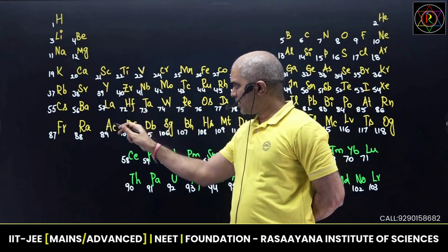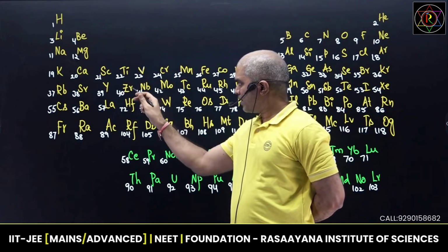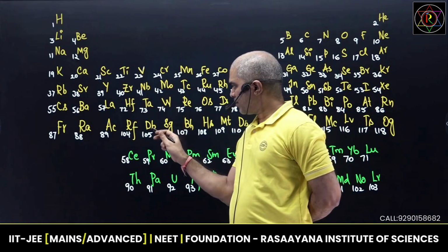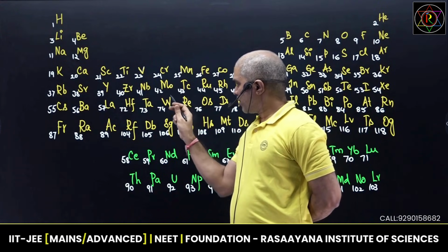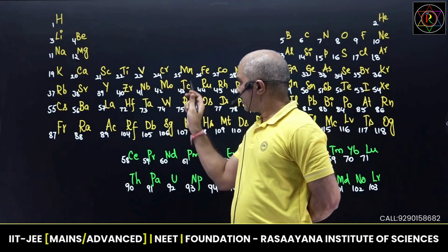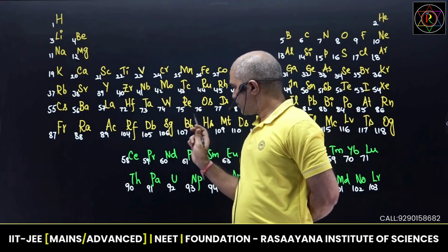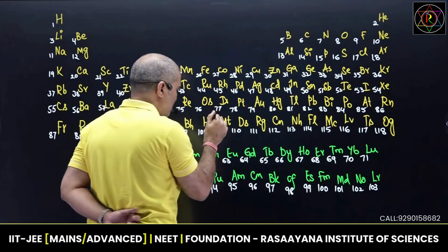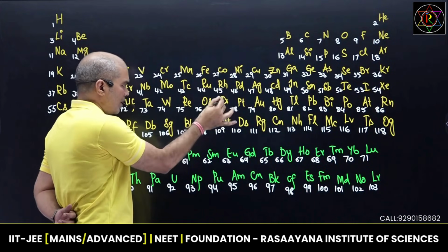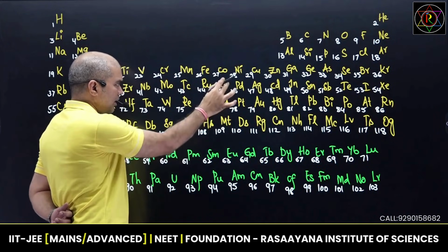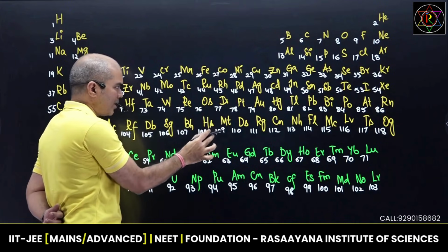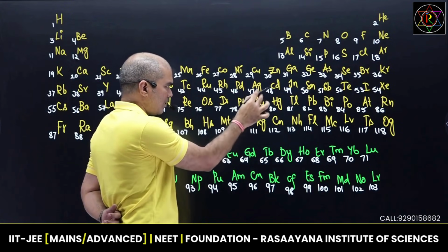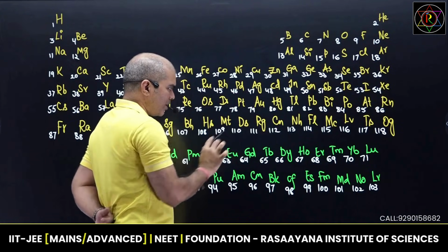Scandium, yttrium, lanthanum, actinium, titanium, zirconium, hafnium, rutherfordium, vanadium, niobium, tantalum, dubnium, chromium, molybdenum, tungsten, seaborgium, manganese, technetium, rhenium, bohrium, iron, ruthenium, osmium, hassium, cobalt, rhodium, iridium, meitnerium, nickel, palladium, platinum, darmstadtium, copper, silver, gold, roentgenium, zinc, cadmium, mercury, copernicium.